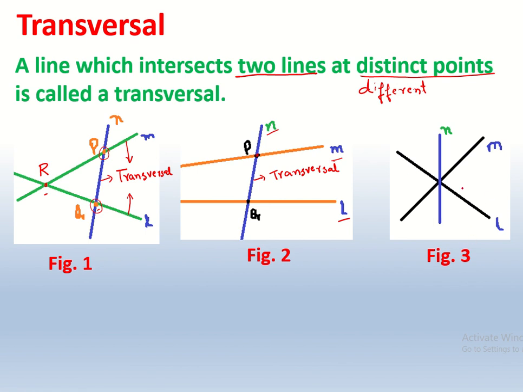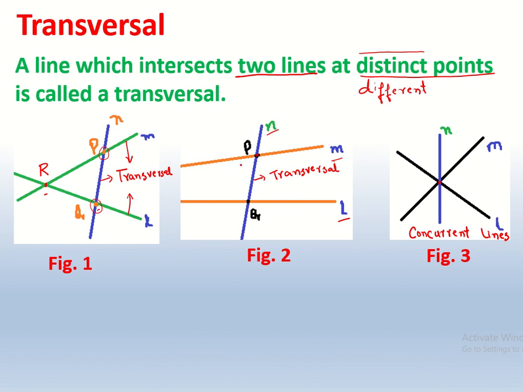But in figure 3, we can see all three lines are intersecting at only one point, so they form concurrent lines. But as per the definition of a transversal, it must intersect two lines at different points. Here, in figure 3, lines N, L, and M all intersect at a common point. So there is no line which can be considered a transversal. These are simply concurrent lines.